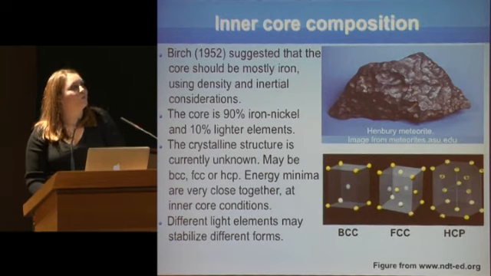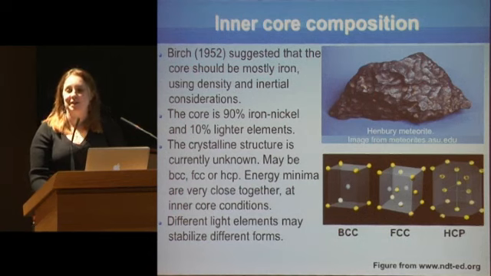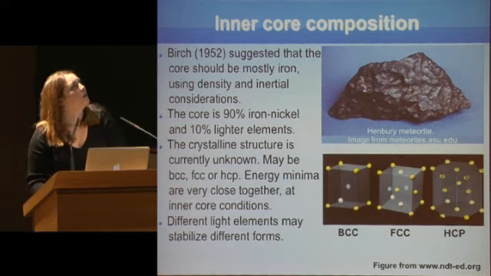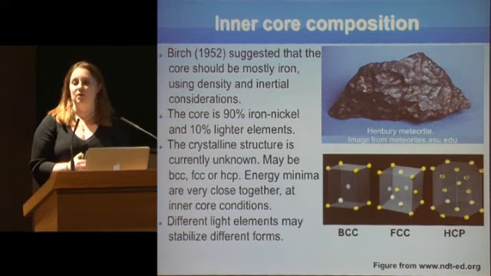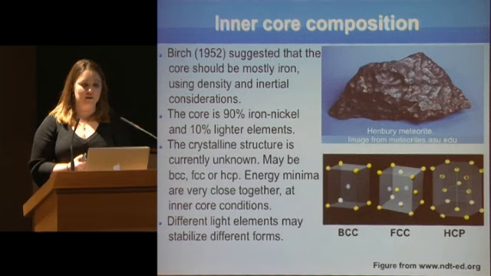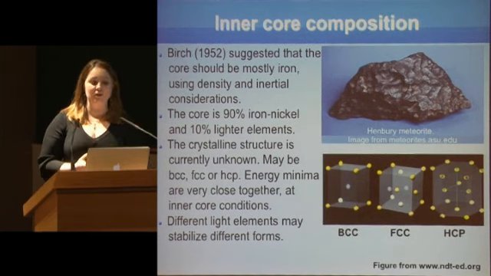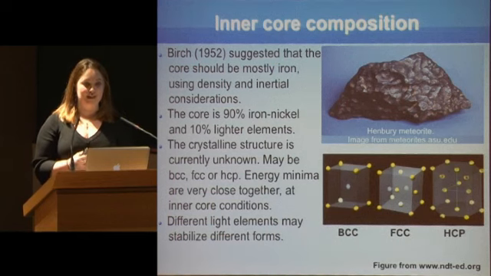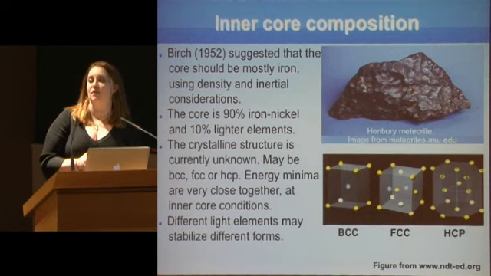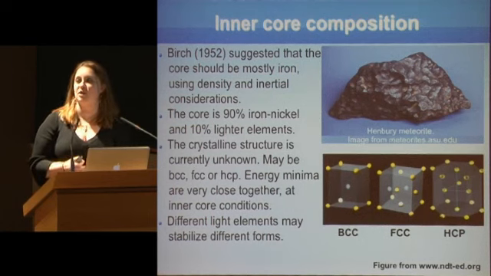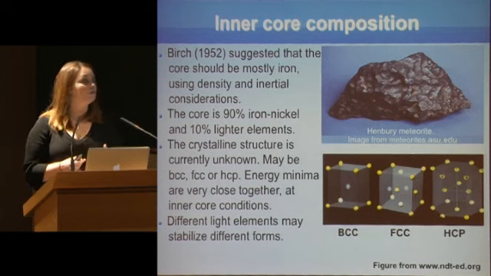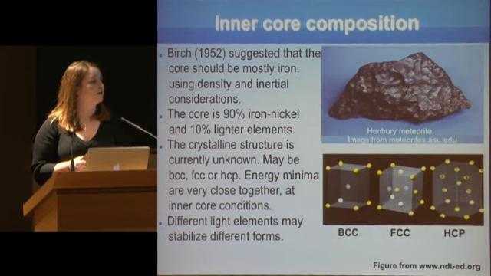I'll briefly touch on what we think the inner core is made of, because I know that speakers later today will talk about this in much more detail. We know that the inner core is mostly iron by thinking about both density and inertia of the Earth. In fact, it's 90% iron-nickel with 10% light elements. And these light elements are a matter of some debate. Is there sulfur? Could it be silicon, oxygen, hydrogen, carbon? The list goes on. Again, the crystalline structure in the inner core is currently unknown.